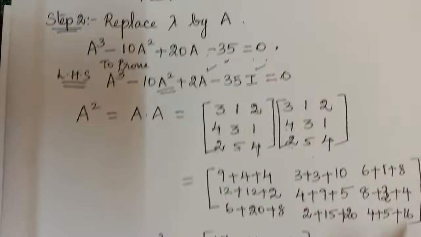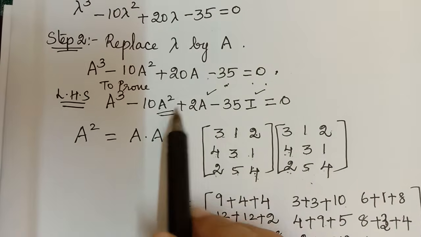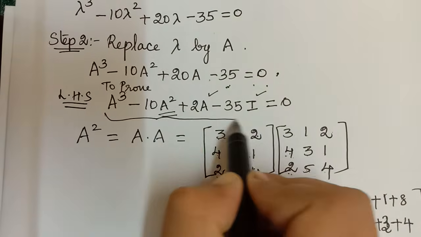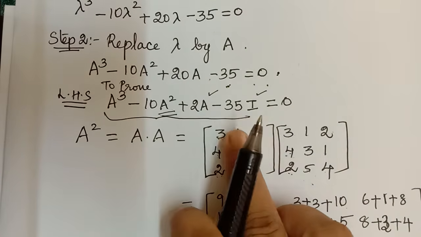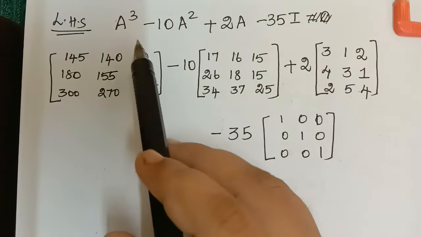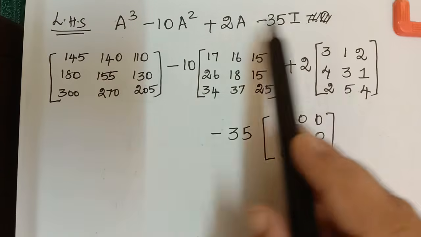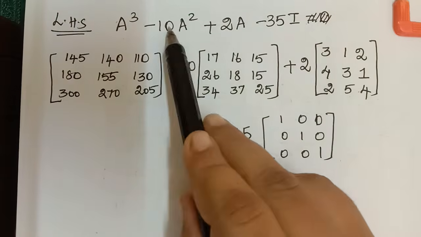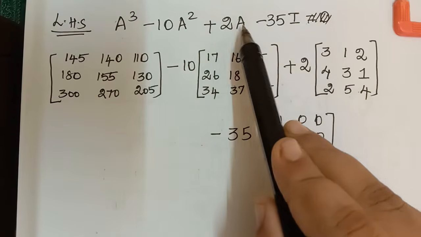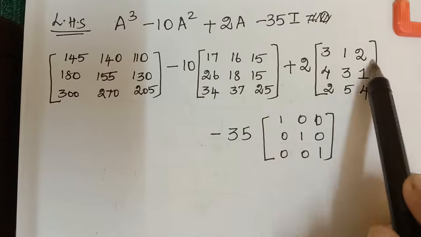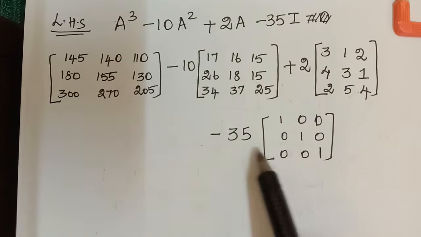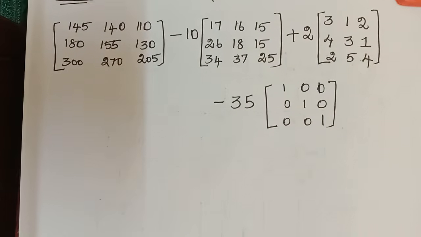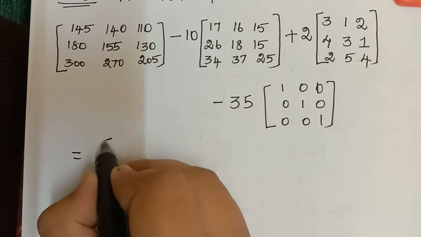Now we can substitute A cube, A squared, A and I in this equation, and we can check whether we are getting this left hand side to be equal to 0. So now we are considering the LHS here. So A cube, so this is the matrix A cube, minus 10A squared, so matrix A squared, plus 20A, minus 35I, the matrix I is the identity matrix. Now we have to simplify this and we have to check whether we are getting 0.